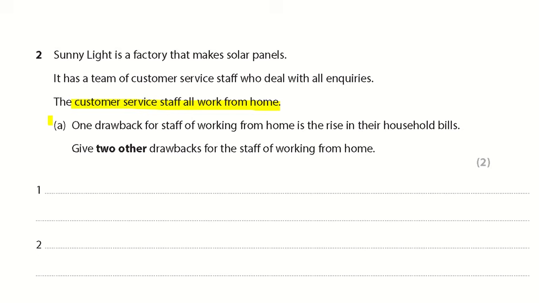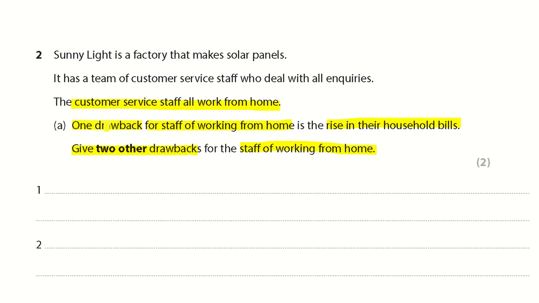Then they're giving us some information. One drawback for staff of working from home is the rise in their household bills. It wants us to give 2 other drawbacks for the staff of working from home. These are really common questions about working from home. The key thing is you need to be looking for this key word of who it is. Is it for the staff or is it for the business? Because the advantages and disadvantages differ for both.